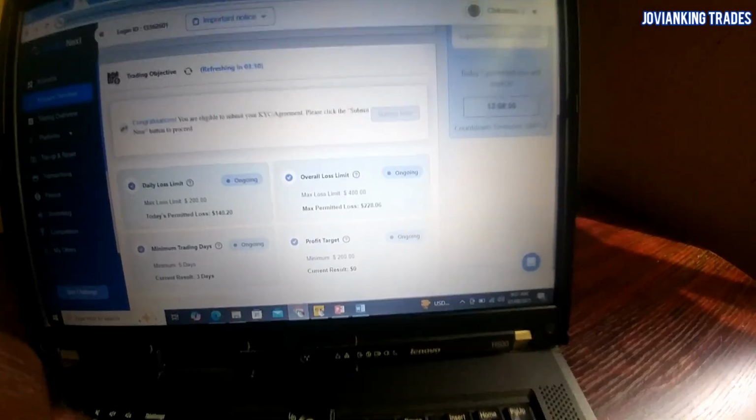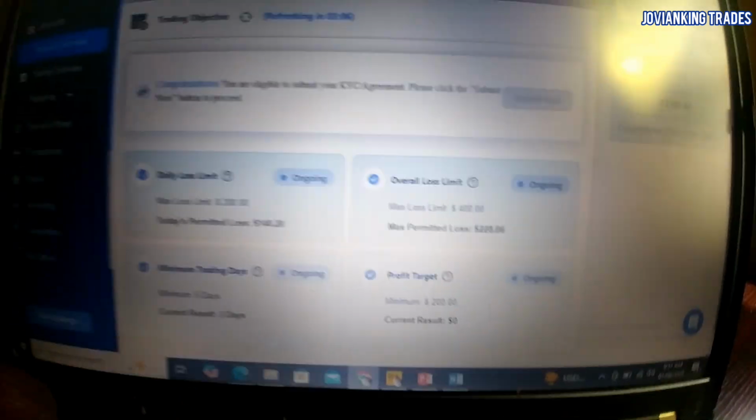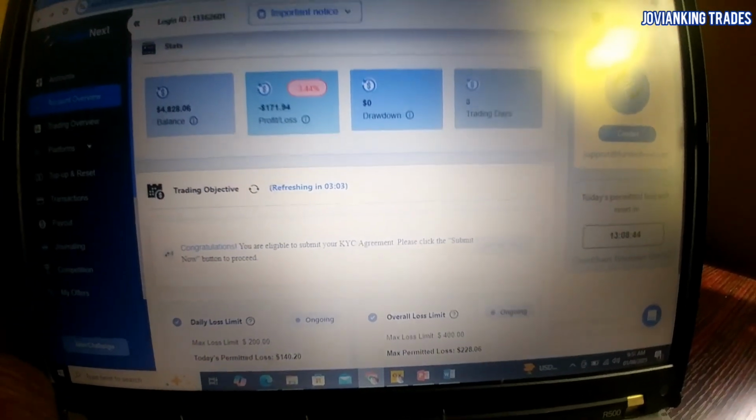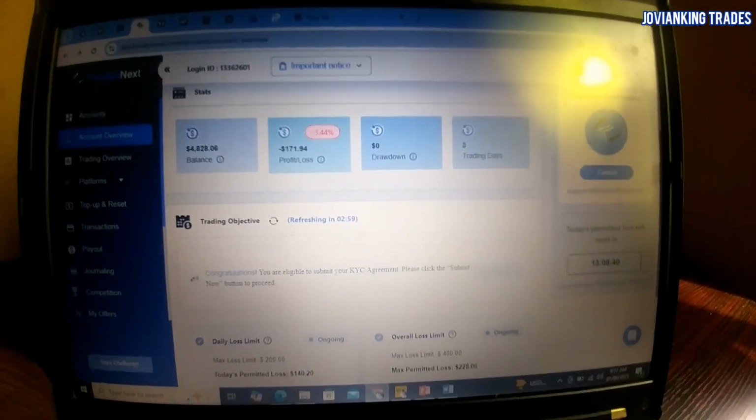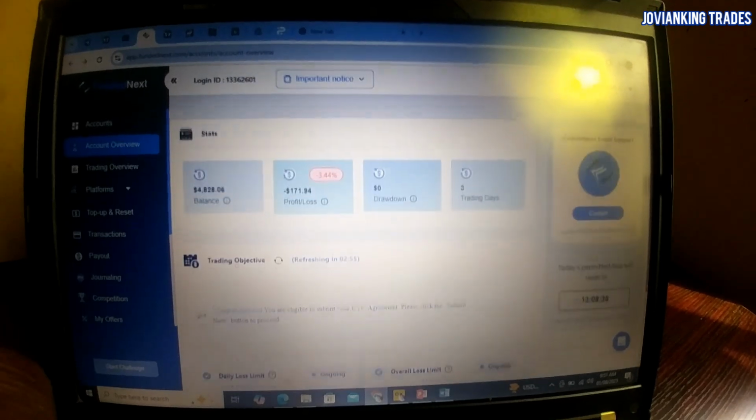And there is my account. Right now, I don't have to trade again for today. You can see my stats. The account is already 3% down. This is my proper account, my 5K account. I'm already 3% down. You can see that.